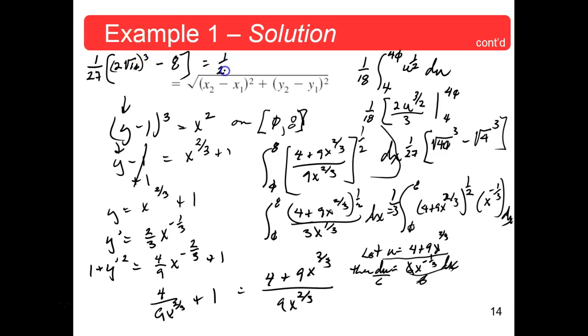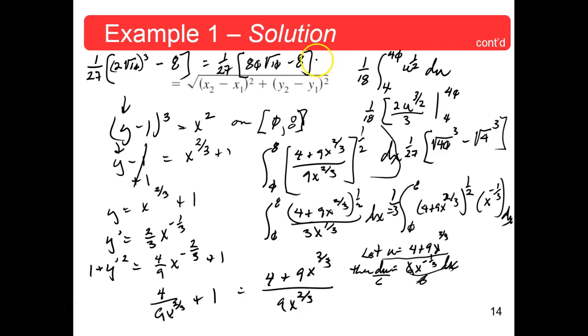Okay, so this is 1/27 times 80 root 10 minus 8. Okay, I'll explain what I did there. Of course, 2 cubed is 8. The square root of 10 cubed is square root of 10 times square root of 10 times square root of 10. Well, square root of 10 times square root of 10 is 10, times square root of 10. So 8 times 10 is 80, and I can't think of any way to make that any better.